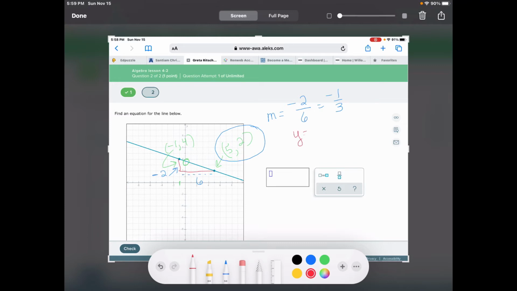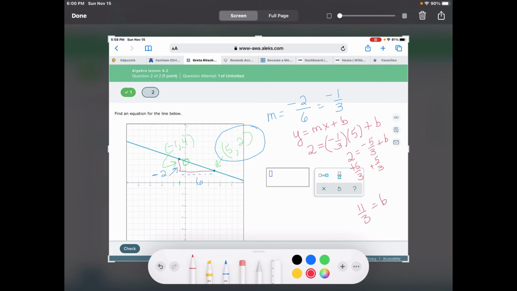And we're going to do y equals mx plus b. So the y I chose is 2 equals -1/3 times the x I chose is 5 plus b. So I have 2 equals -5/3 plus b. And I'm going to use my calculator here and go 2 plus 5/3 equals 11/3.